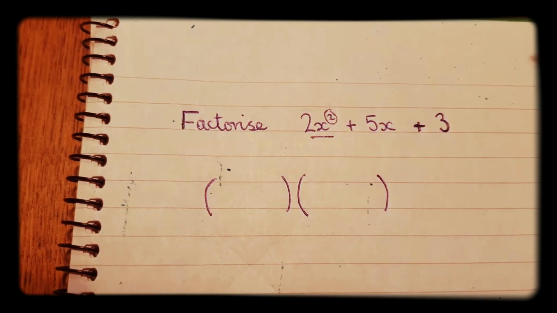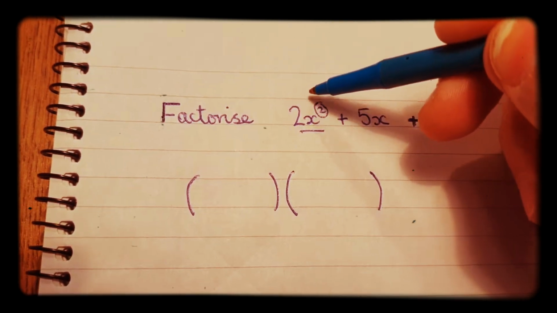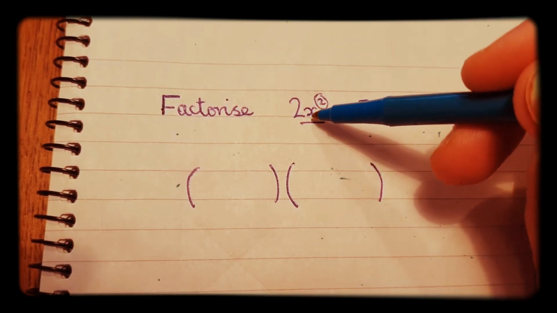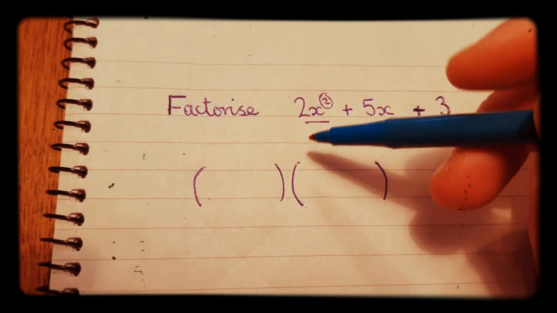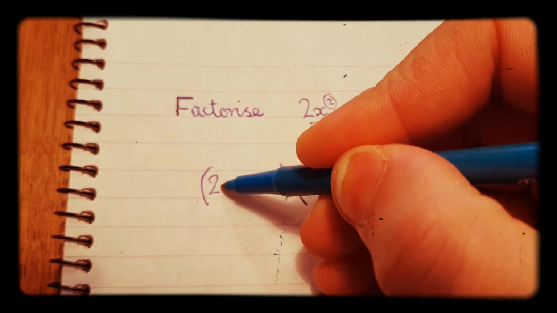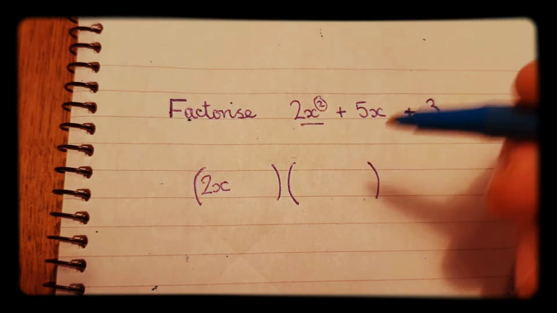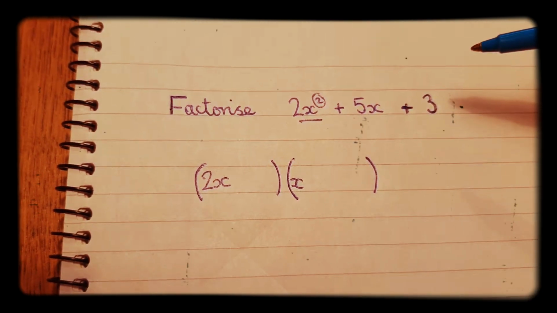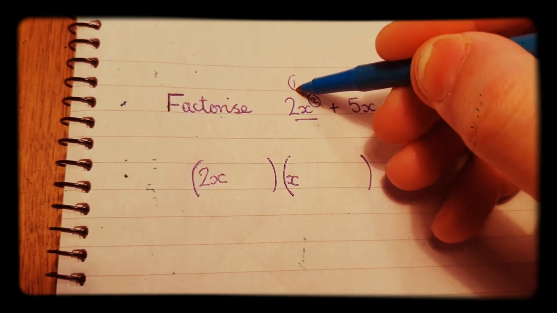Okay, so the first thing we need to look at is this 2x squared here. So think, what two things times together to make 2x squared? Well, it can only be one option. It's going to be a 2x and an x. Okay, so this is number one.